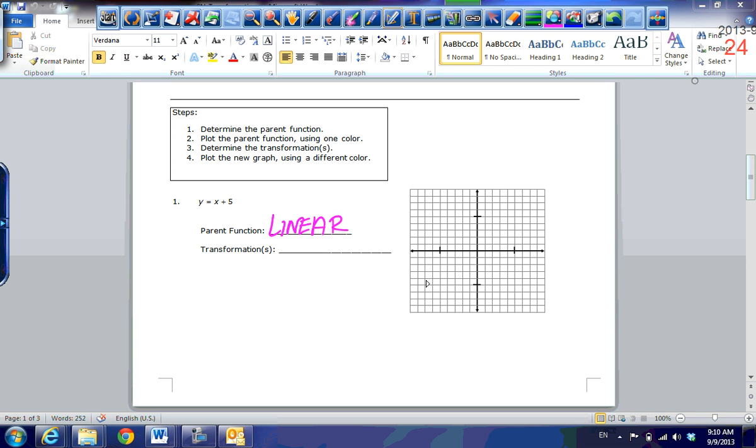What does the linear parent function look like? You know what the equation is? Yeah, y equals x. Do we know how to graph y equals x? Yeah. Where do I start? The origin. And I just go up 1 over 1. Rise over run, slope. I'm going to make this one dashed. If you don't have 2 colors, it's cool.